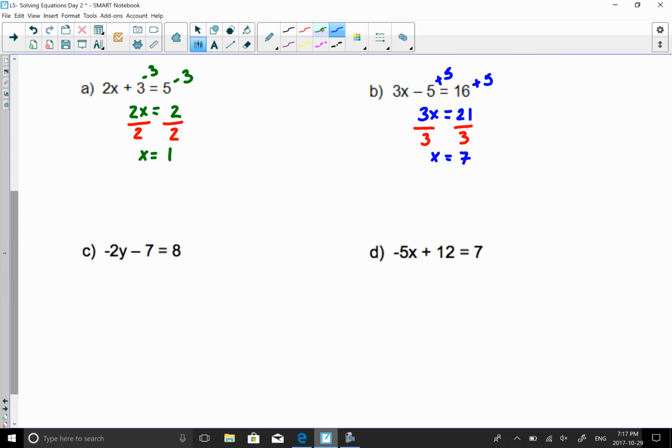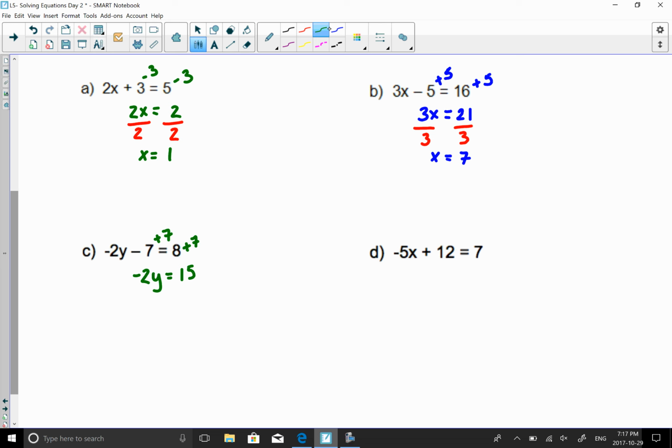Okay, so let's keep doing these. Again, I want this variable by itself. So this number beside it, I don't want it here. So I'm going to get rid of it by doing the opposite operation. Negative 7, opposite positive 7. If I add positive 7, that becomes 0. Add positive 7 here. That leaves me with negative 2y here. And then 8 plus 7 is 15.